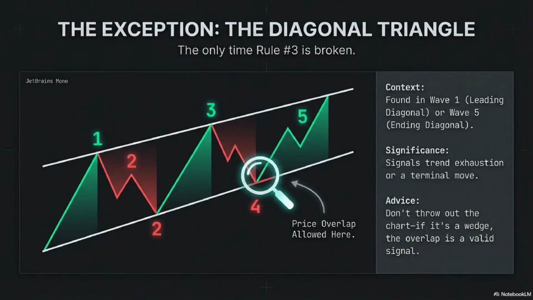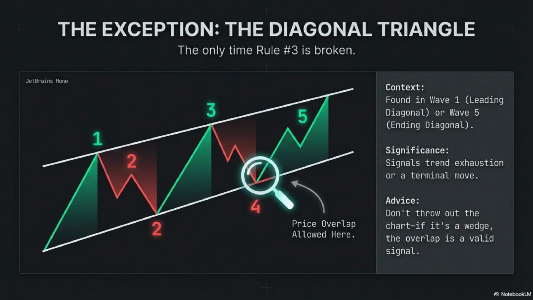The diagonal exception. There is only one exception to the overlap rule, the diagonal triangle. Diagonals appear at the beginning of a trend as leading diagonals or at the end of a trend as ending diagonals. In diagonals, price overlap is allowed. These patterns usually signal initiation or exhaustion of a trend.